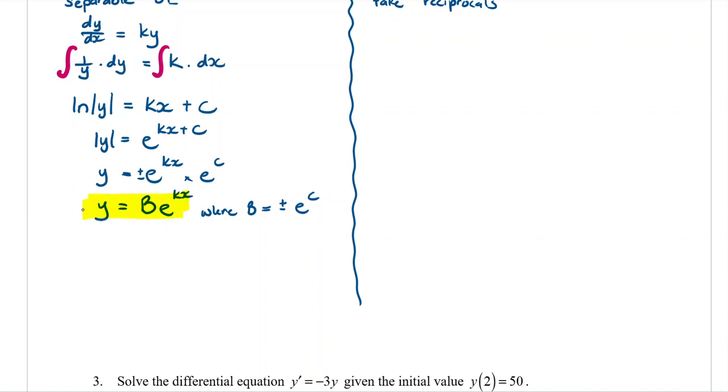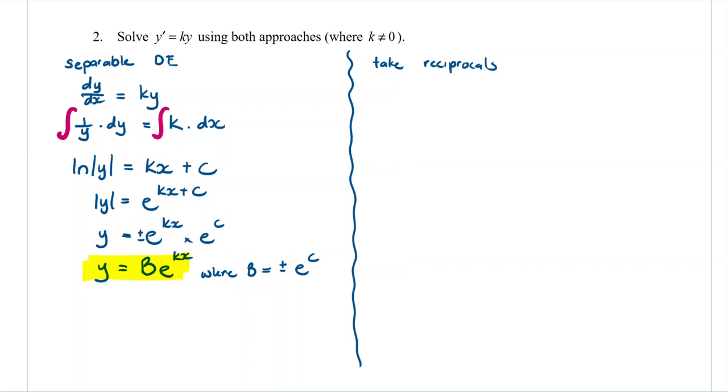Let's see if we can do that again using the reciprocals method. So starting with dy over dx equals ky. If I take the reciprocal of the left, I have dx over dy equals 1 over ky. Now, because I'm not really integrating any x's, I can make this an integral where x equals the integral of everything on the right-hand side with respect to y. But I'm going to change this a little bit so it's nicer to integrate. I'm going to bring the 1 over k out to the front because that's just a constant. And that way I just have to integrate 1 over y dy.